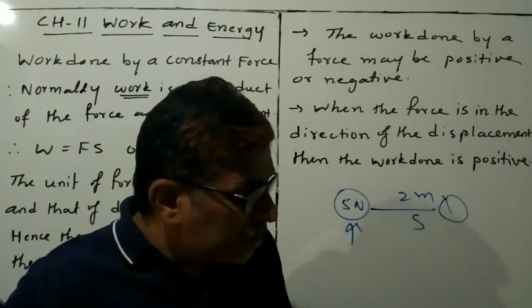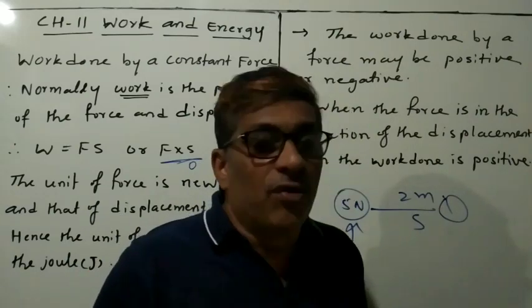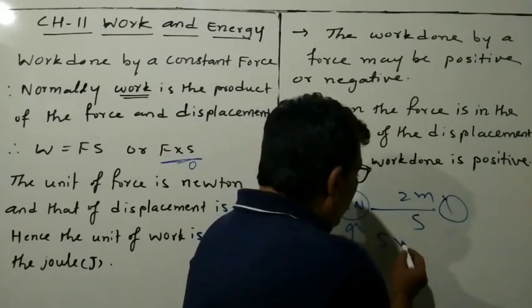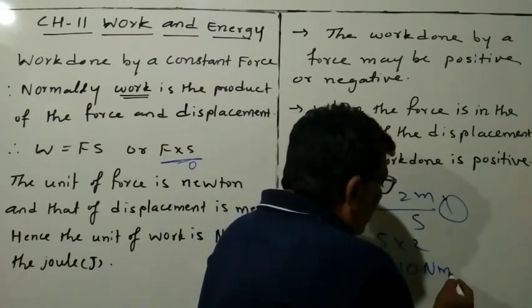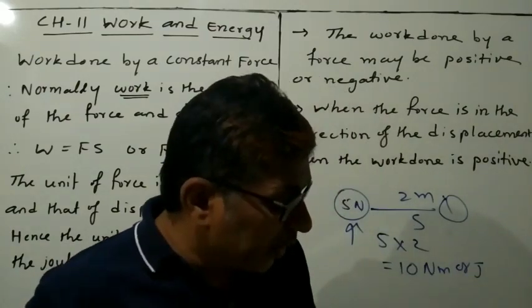Then the question is asked, if the force acts on the object all through the displacement, then what is the work? Work done is equal to, you know, 5 into 2. 5 multiplied by 2. So 10 Newton meter or 10 joule. Okay, so this way you can write.